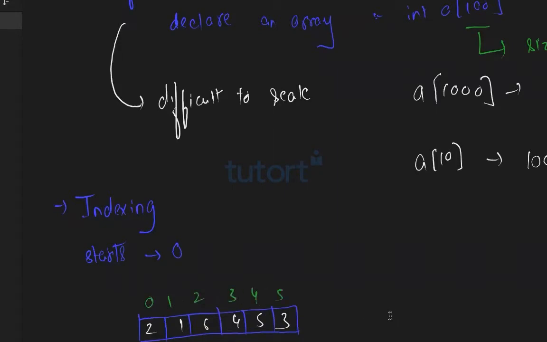So suppose you have to access the fourth element. The fourth element is actually a of 3. Instead of saying a of 4, it is actually a of 3 because the indexing starts with 0. This is the fourth element in the array.